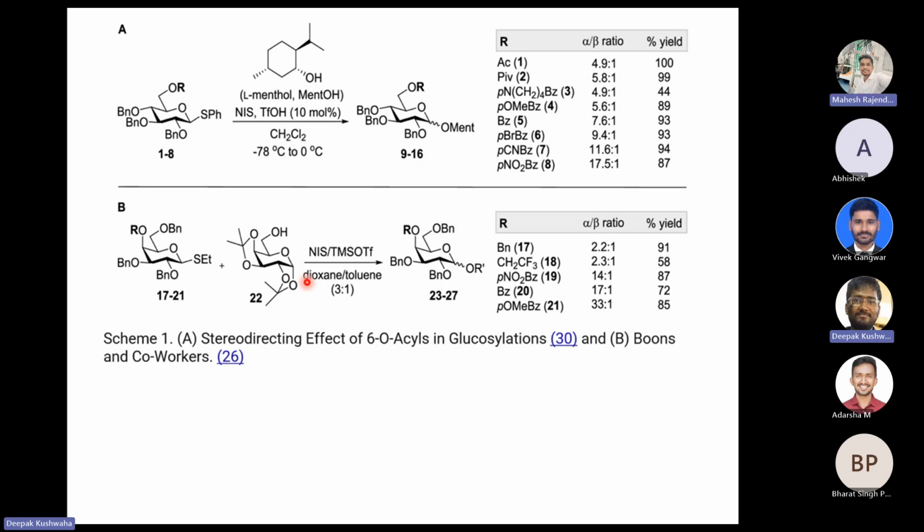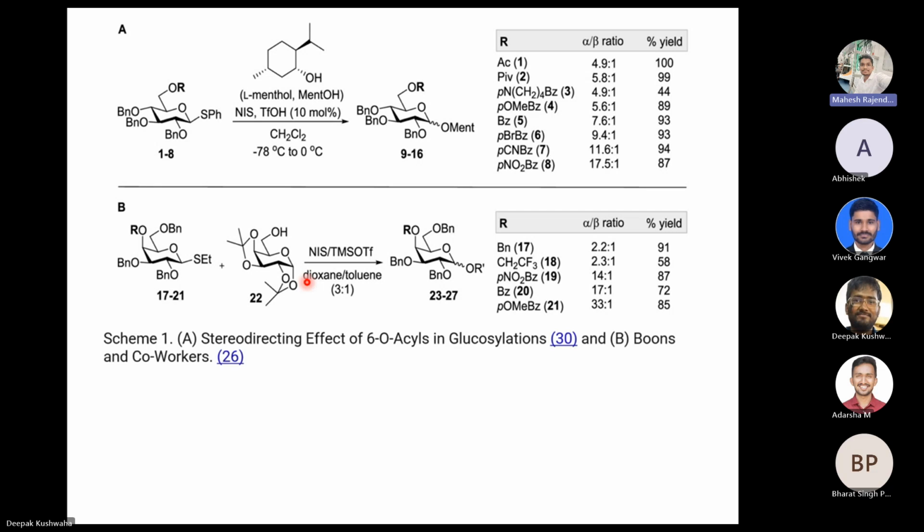So there is no clear-cut evidence for that. For the time being, they are presenting the result. So is it like maybe at C3 or C4 they are placing an electron-withdrawing group, so the carbonium ion becomes more electron deficient and so more reactive?